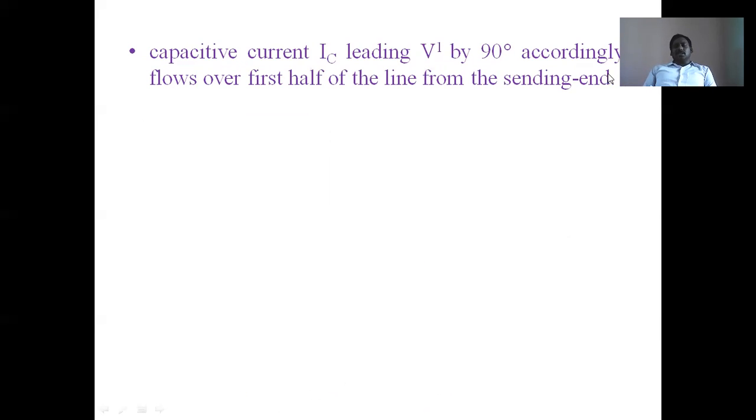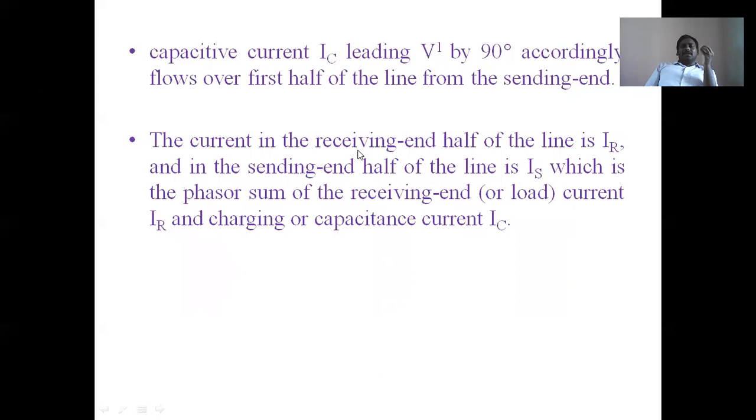The capacitive current IC, leading V dash by 90 degrees, flows over the first half of the line from the sending end. Here the voltage across the capacitor is V dash or V1, and this voltage produces the current in the capacitor, that is IC. That's why the current leads the capacitor voltage V dash or V1 by 90 degrees. These V dash and IC exist at the first part of the line from the sending end. And the current in the receiving end half of the line, at the load side, is IR.